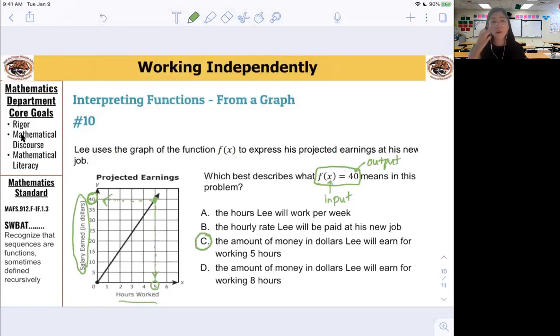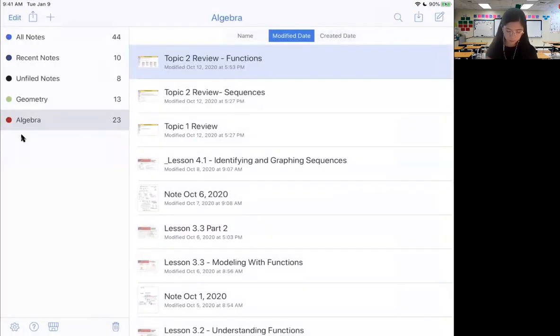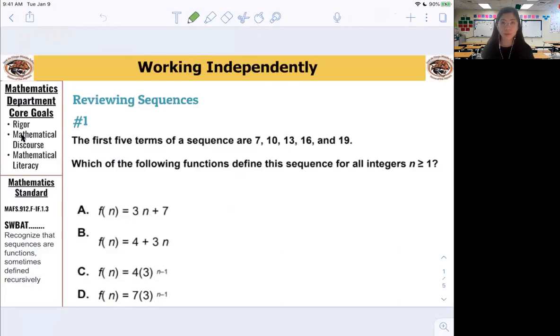All right, so that was worksheet number 1. Now I'm going to open up worksheet number 2. Worksheet number 2 was reviewing sequences. There are 5 questions on this document, so let's dive right in.